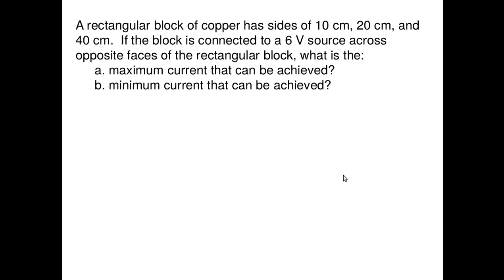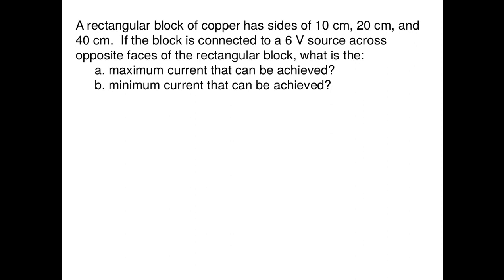So this is a pretty interesting problem. I've got a block of copper. It's a rectangular block of copper, so I can't change the shape of this block. It's got sides 10 centimeters, 20 centimeters, and 40 centimeters. The block is connected to a 6-volt source across opposite faces of the rectangular block. Which faces? I don't know. It asks what's the maximum current that can be achieved and the minimum current that can be achieved.